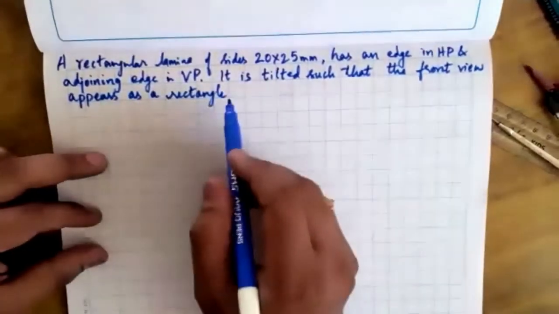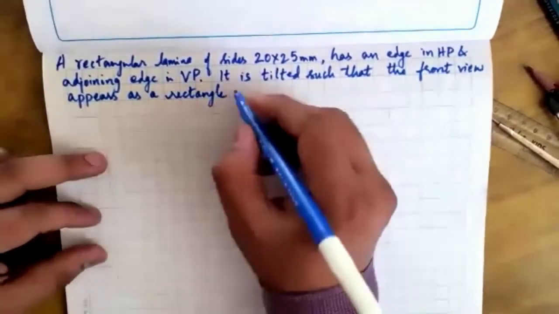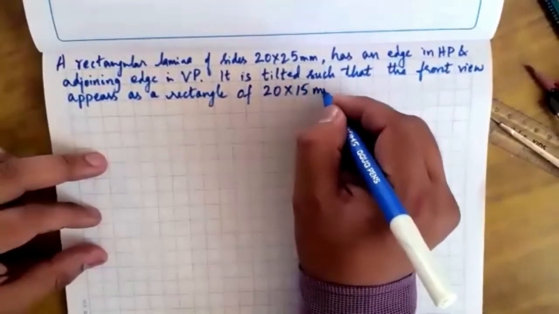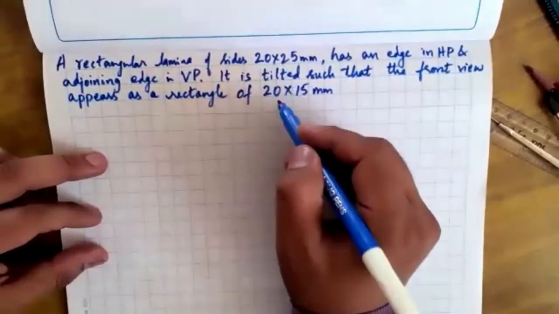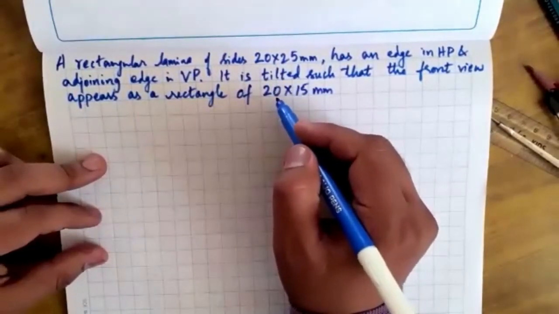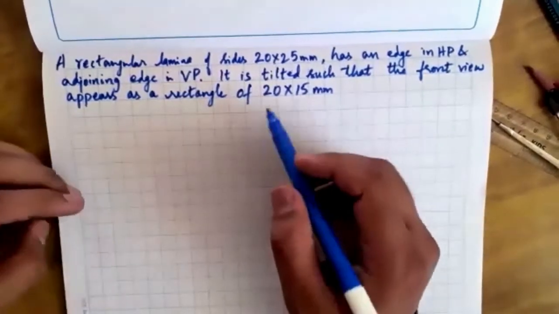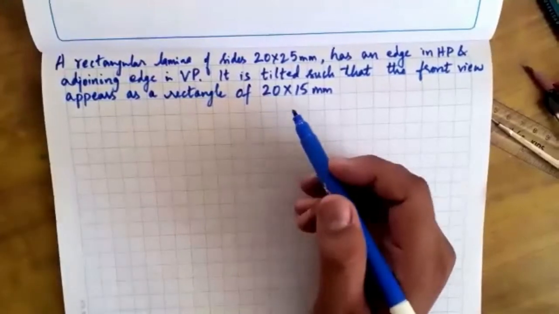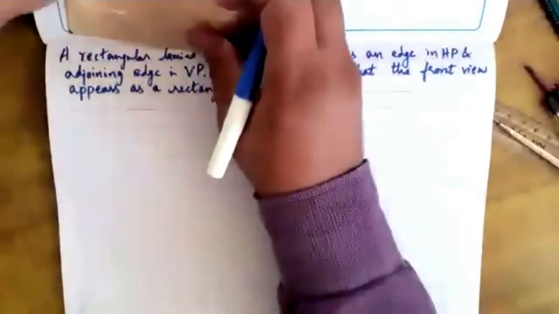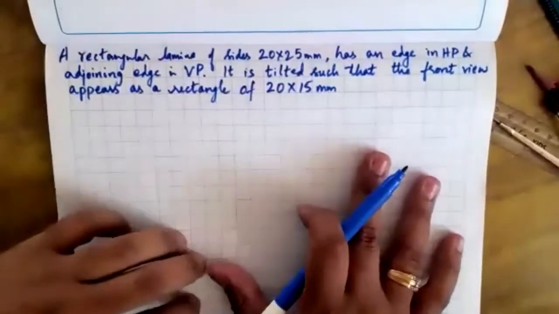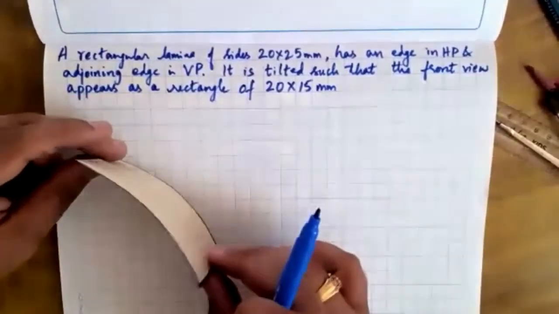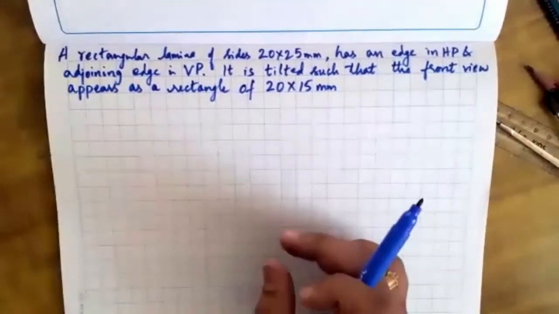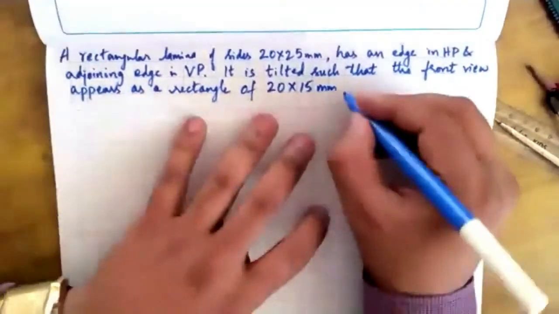Next, the second front view is a rectangle again, of 20 by 15 mm. So which is the common number? 20 and 25, and 20 and 15. So 20. Which side should be 20? You need to identify first. Very important. The left side must be 20. So that is how it is like this in the vertical plane, I'll explain it later. This side should be inclined like this, 20, and this side is on the horizontal plane, and it is seen as a rectangle of 20 by 15 mm.